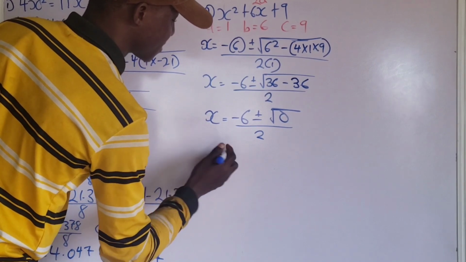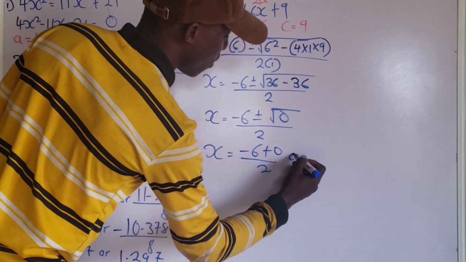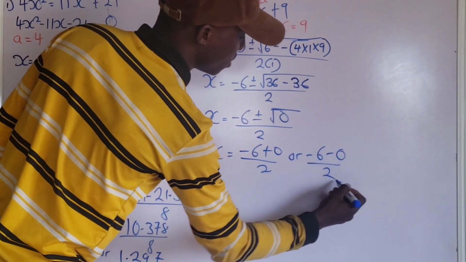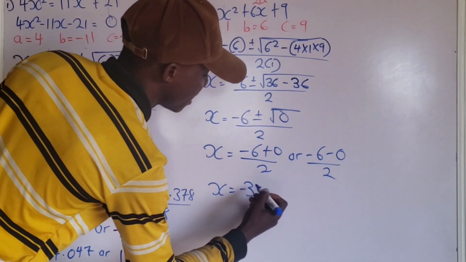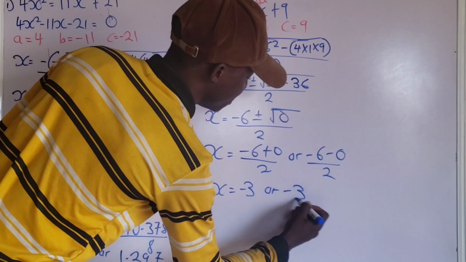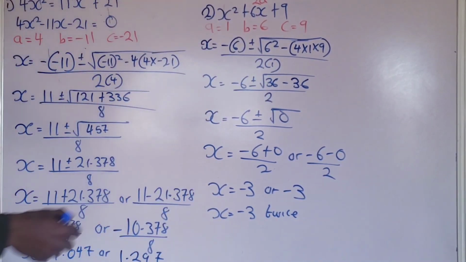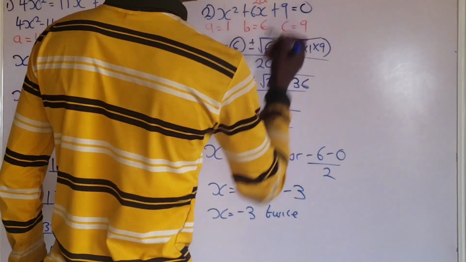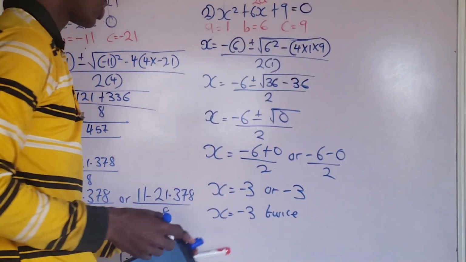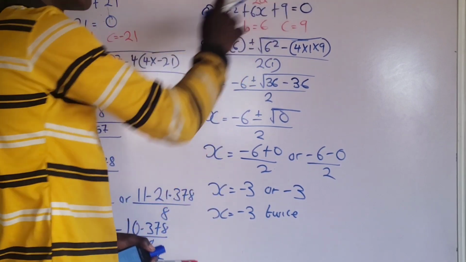So here x is equals to minus 6 plus 0 all over 2, or minus 6 minus 0 all over 2, because square root of 0 is 0. Okay, so here I'm going to have x is equals to negative 3 or negative 3. X is equals to negative 3 twice. Okay, that is the value of x that makes the quadratic equation x squared plus 6x plus 9 equals to 0. Okay, I didn't even have 0 here. It's not 0. So if you substitute the value of x as negative 3 into this quadratic equation, you are still going to arrive at 0. That is what it means.